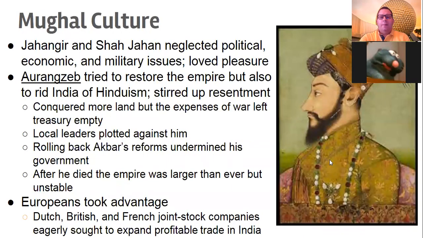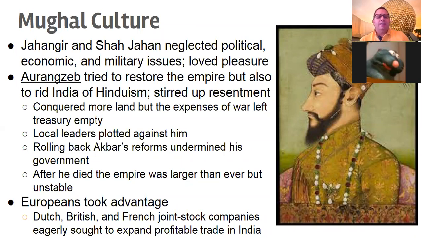Okay, as the empire begins to weaken, because there is a lot of infighting between these groups, they tend to neglect a lot of issues, like the fact that their military is not as large or as powerful as others, and the fact that their economy is beginning to fall apart.